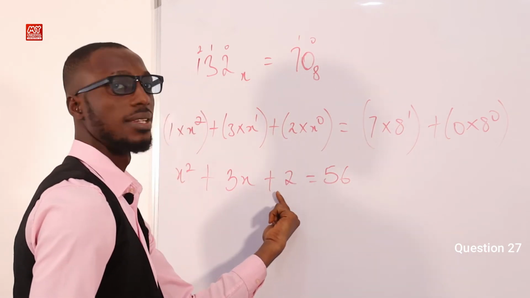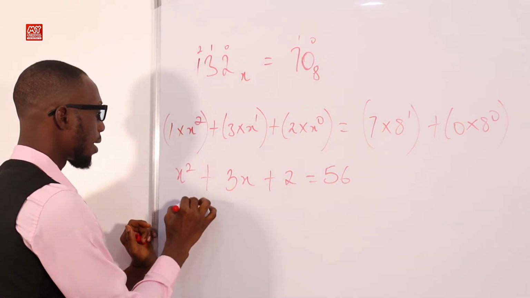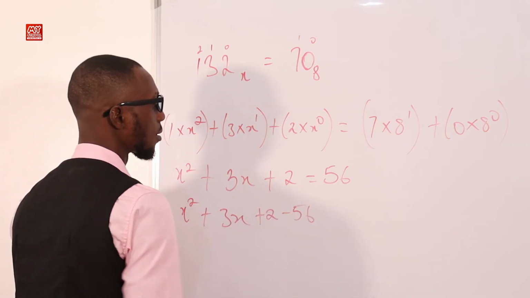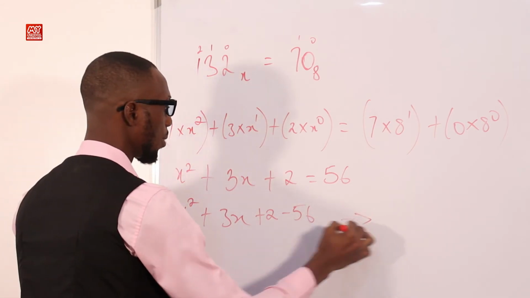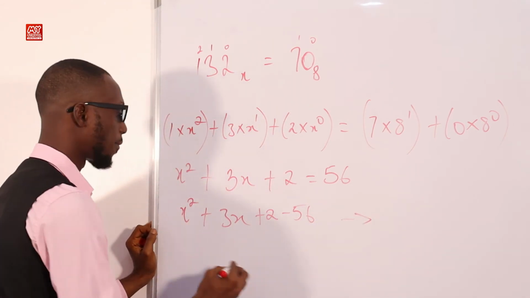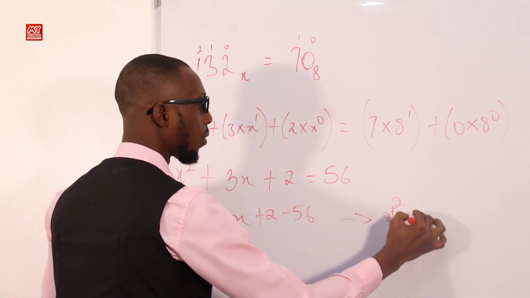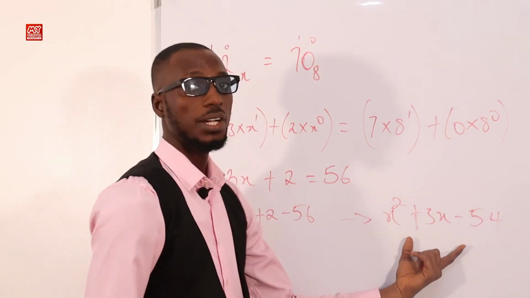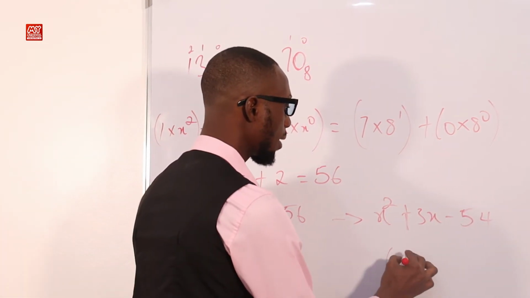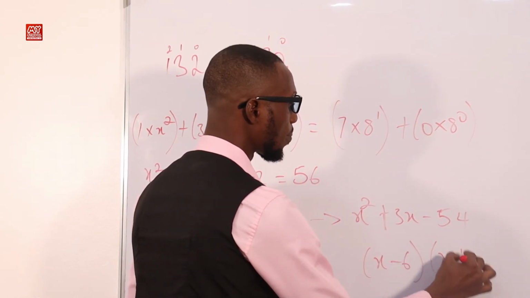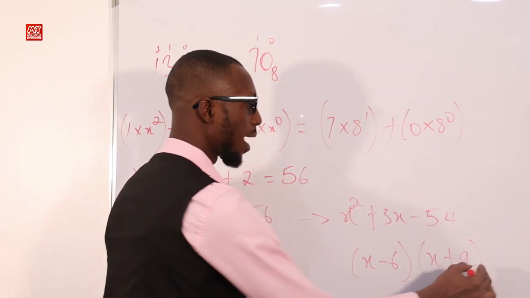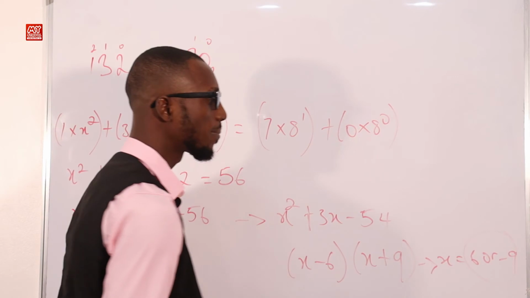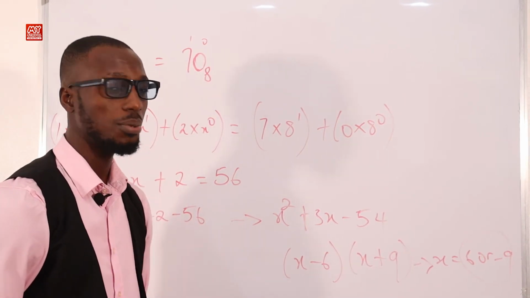When I send this value inside, it becomes negative. So what I have is x squared plus 3x plus 2 minus 56. When I move on, 2 minus 56 is minus 54. So we have x squared plus 3x minus 54. By the time I factorize this, what I should have is x minus 6 and x plus 9. So this tells me that x is either 6 or minus 9. Let's go back to the screen and select the correct option.